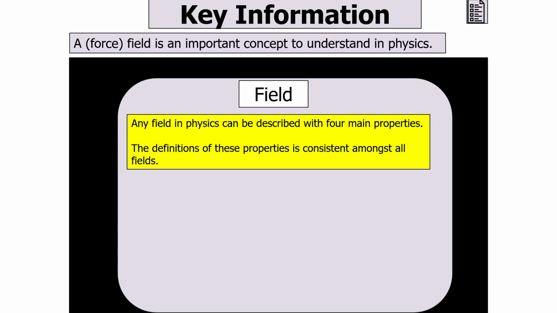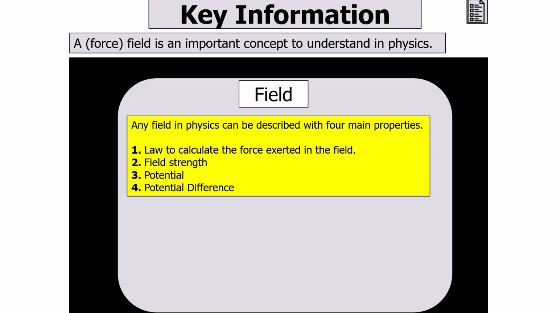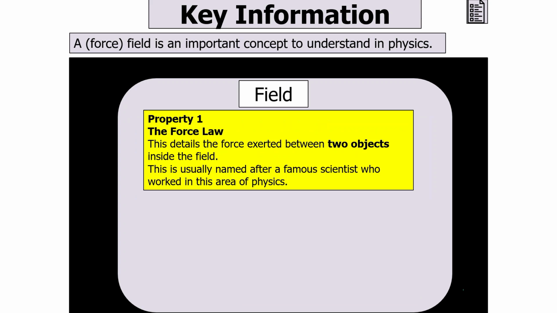Now, any field in physics can be described with four main properties. The definitions of these properties are consistent among all fields. Now, learning these definitions is integral to understanding the physics of any field. So any field in physics can be described with four main properties: the law to calculate the force exerted, the field strength, the potential, and the potential difference. So the first property is the force law, and this details the force exerted between two objects when inside the field, and this is usually named after a famous scientist who's worked in this area of physics.